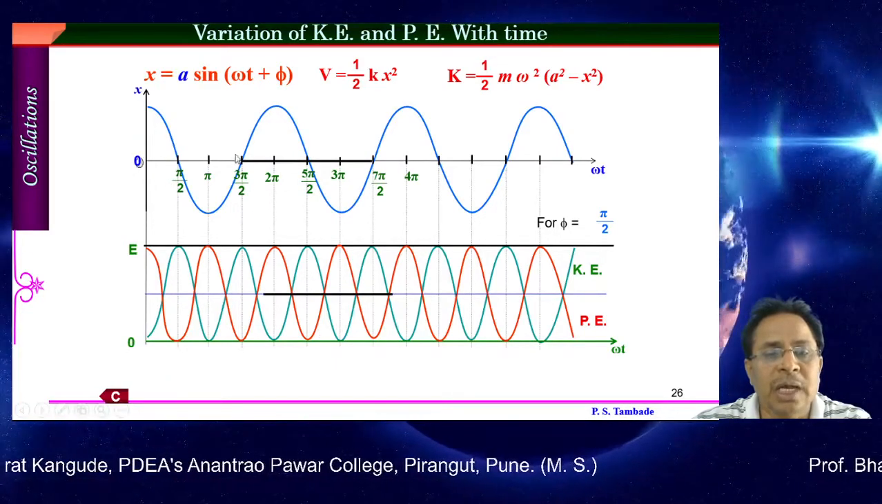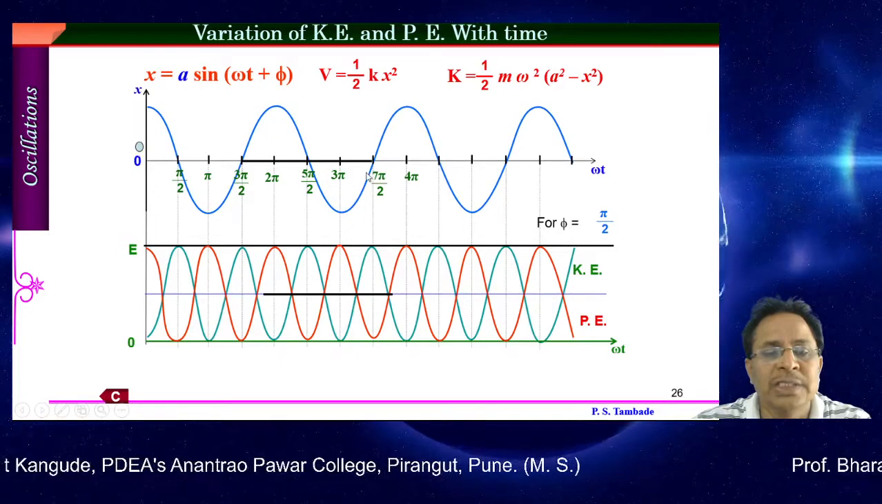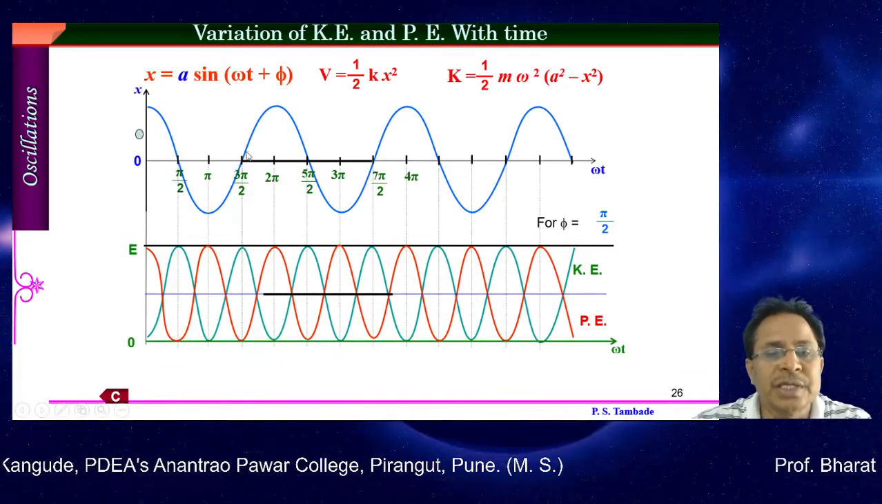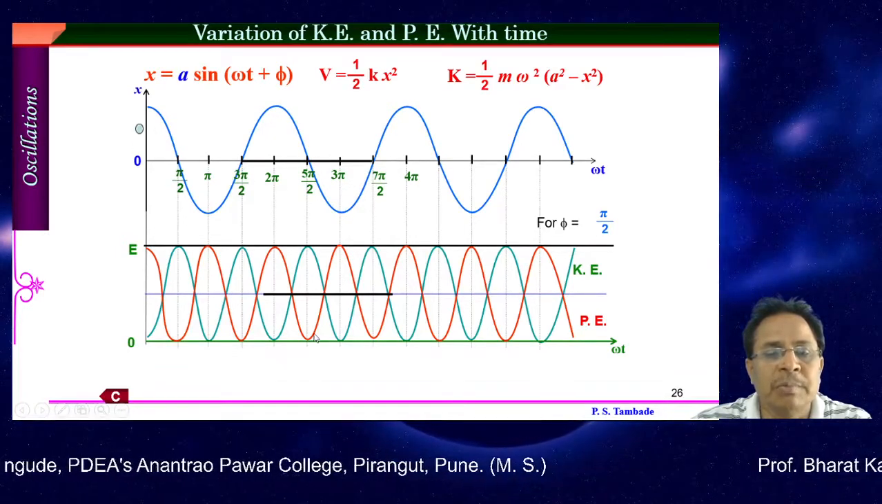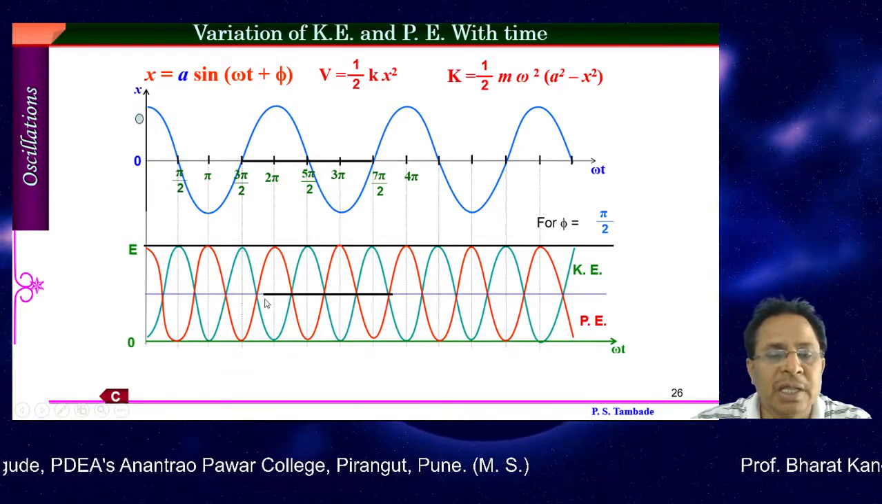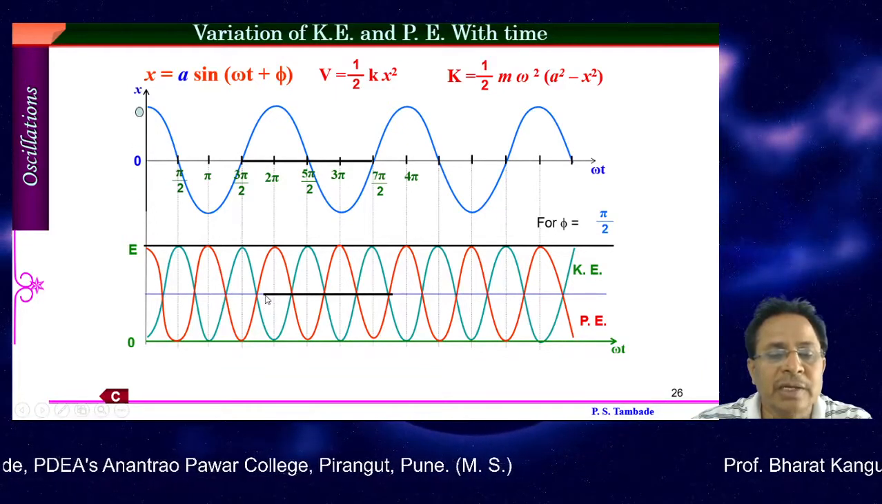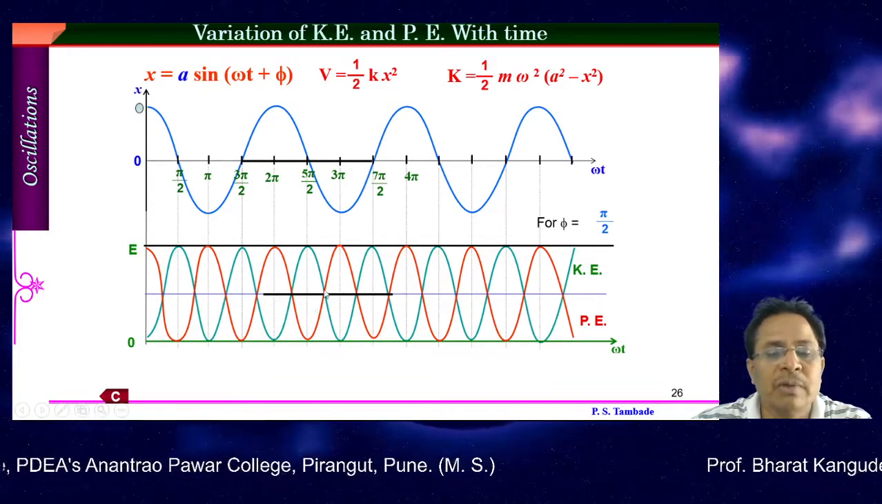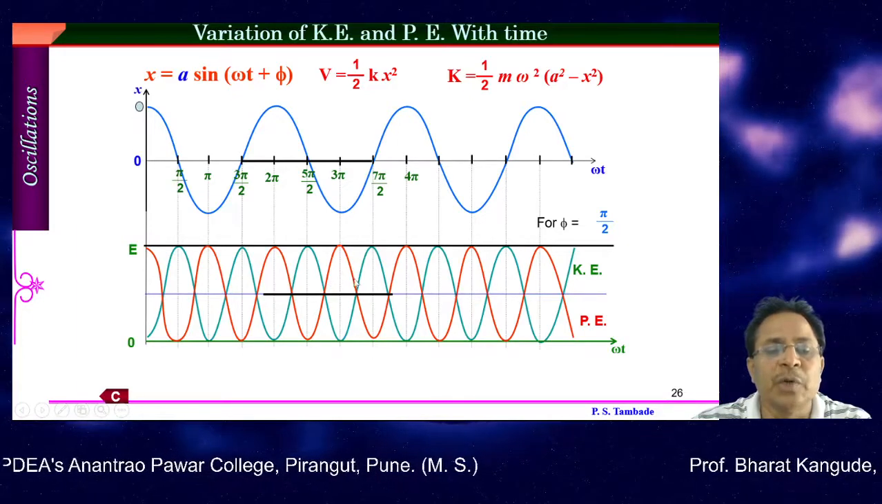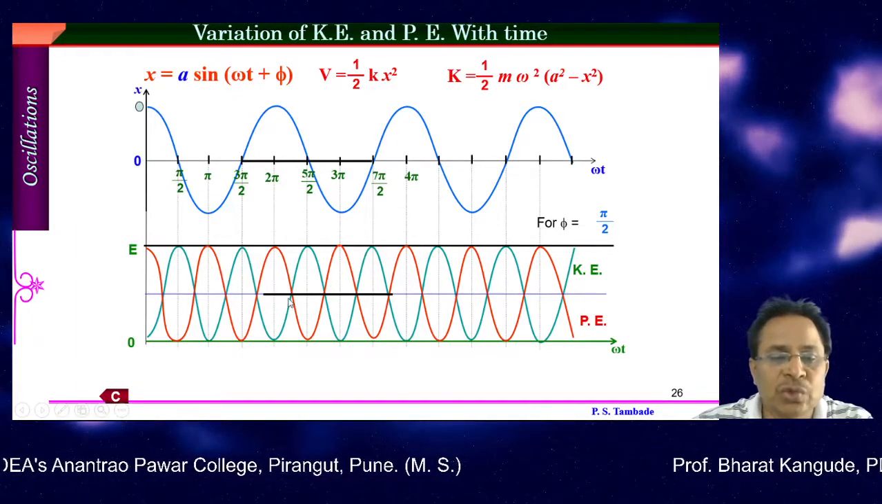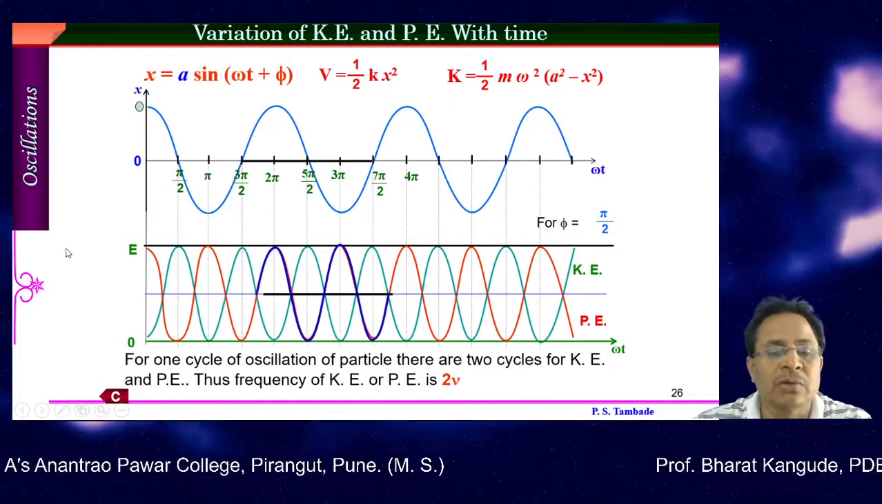Look here, I have taken this 3 pi by 2 and 7 pi by 2. In this case there is only one oscillation, but in this same case, when I go for this, you will find that there are two oscillations of kinetic as well as the potential. So that is how we can show here. A very simple conclusion can be taken here.